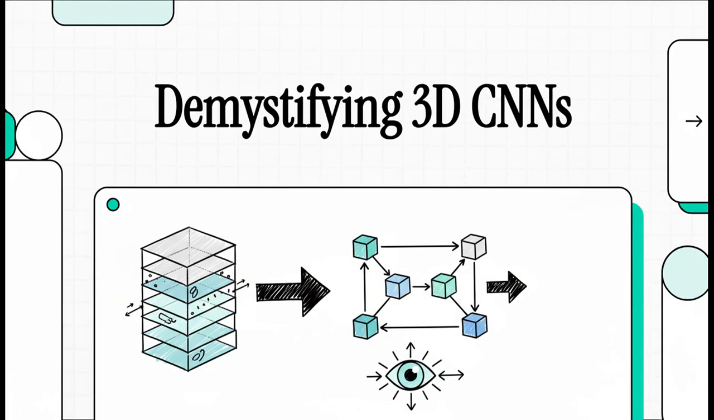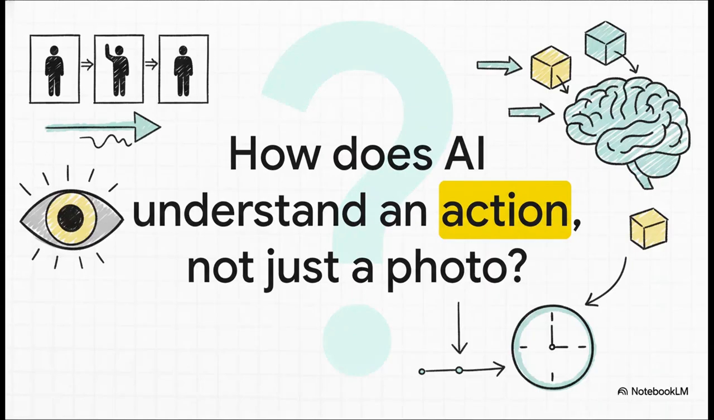So today we're going to talk about the tech that teaches AI to see not just a single picture, but the entire movie. 3D convolutional neural networks. This is all about moving beyond flat, static images to really understand a world that has both depth and motion. Okay, let's just dive right in.